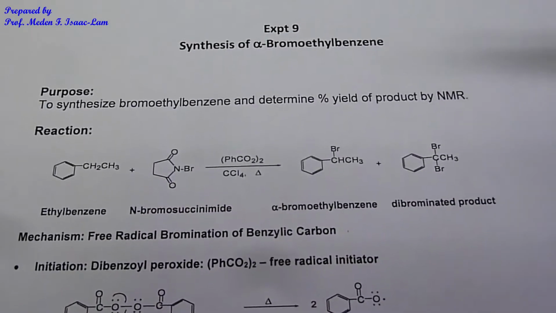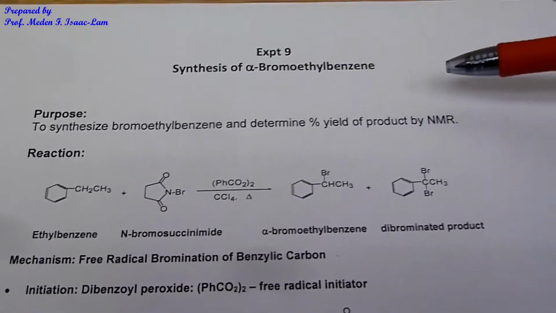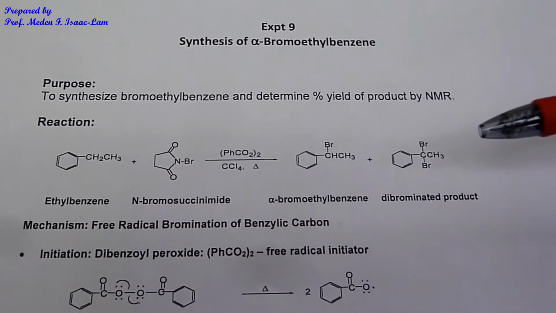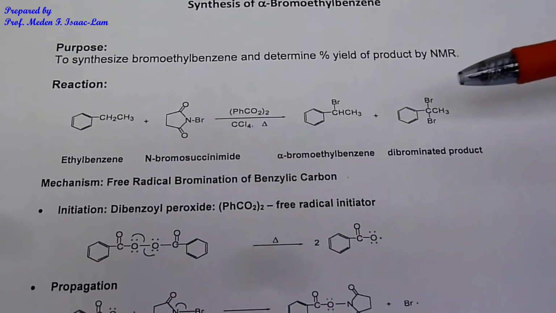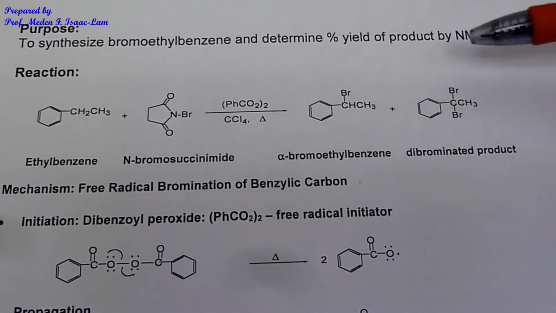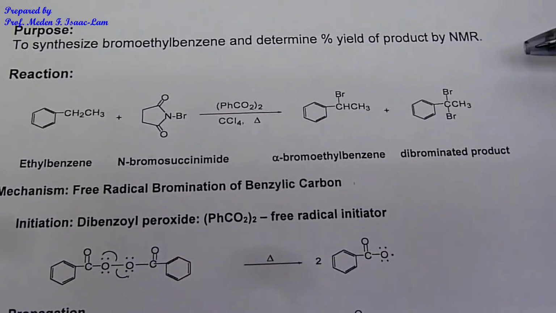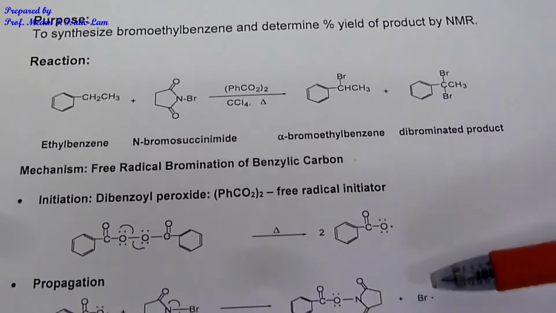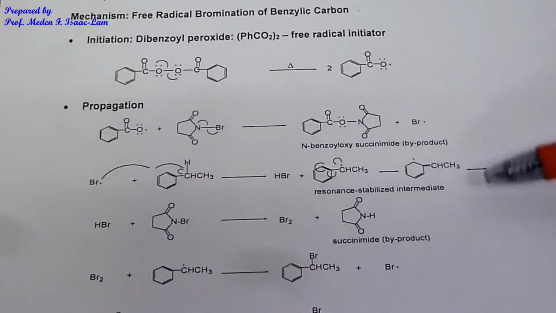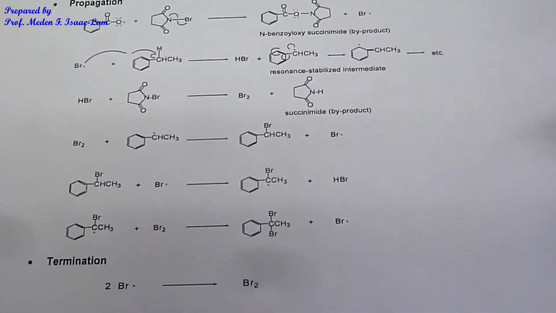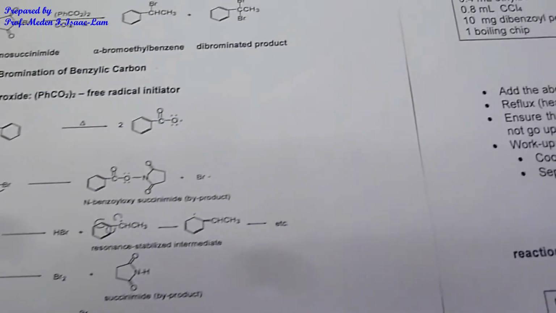Experiment 9 is about the synthesis of alpha-bromoethyl benzene. The purpose of the experiment is to synthesize bromoethyl benzene and determine the percent yield of the product by NMR. The reaction is shown here, and the mechanism is also shown in the handout. And then we are now going to set up the experiment.